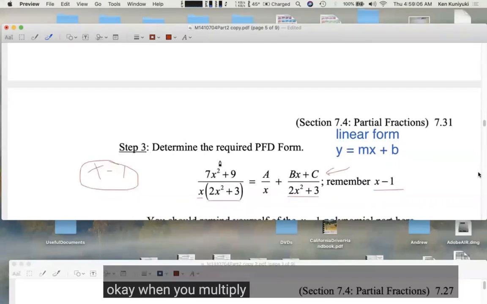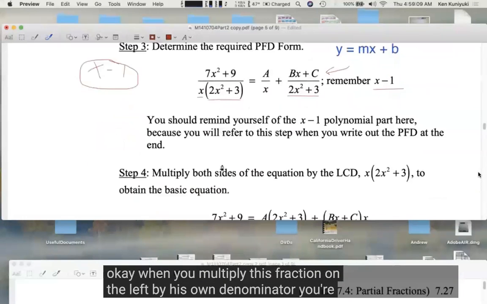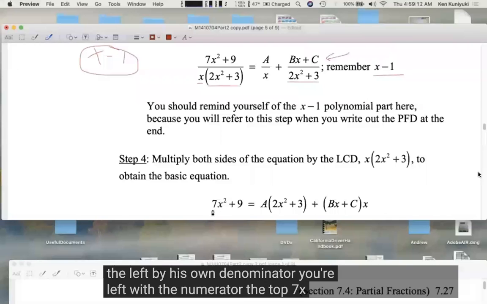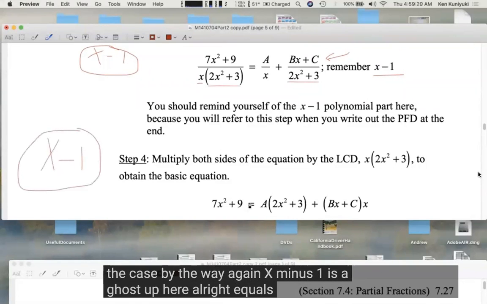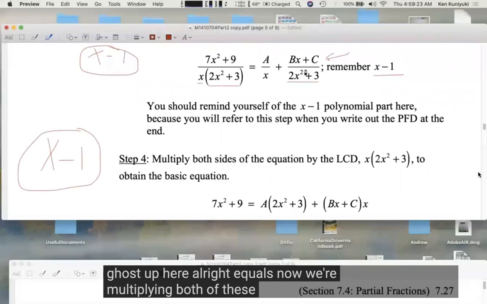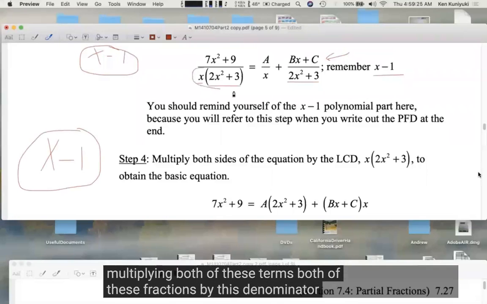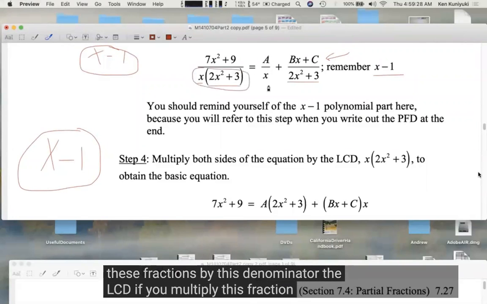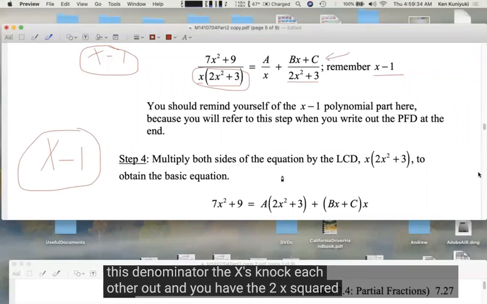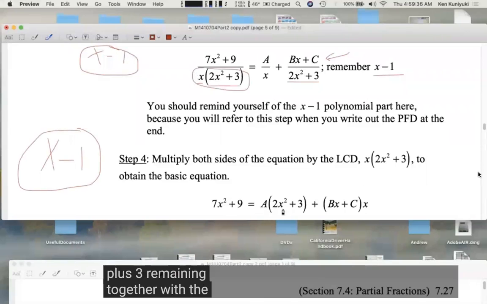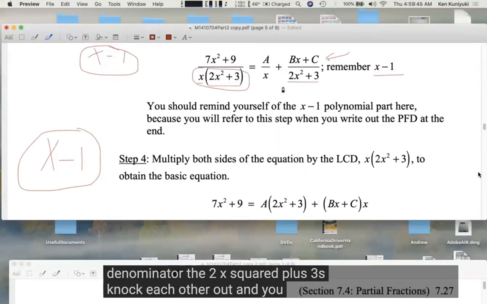Okay, when you multiply this fraction on the left by its own denominator, you're left with the numerator, the top, 7x squared plus 9. That's always going to be the case. By the way, again, x minus 1 is a ghost up here. All right, equals. Now, we're multiplying both of these fractions by this denominator, the LCD. If you multiply this fraction by this denominator, the x's knock each other out, and you have the 2x squared plus 3 remaining together with the a. Plus, when you multiply this fraction by this denominator, the 2x squared plus 3's knock each other out, and you still have an x.